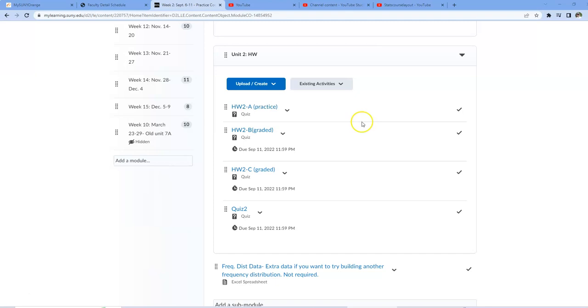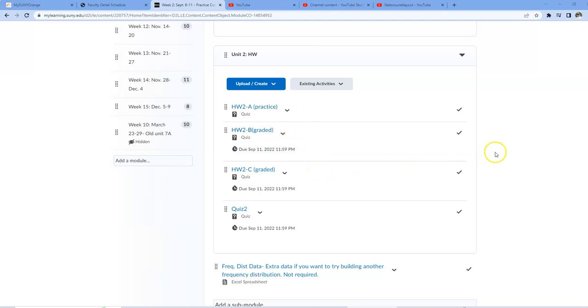Every week the homework has the same setup. There's a practice homework, 2 graded homeworks, and a quiz. Now the practice homework is not graded. You will get a grade, but it doesn't count. And you can do it as many times as you want. You can do it over and over again to get practice with the material. Then we have the graded homework.